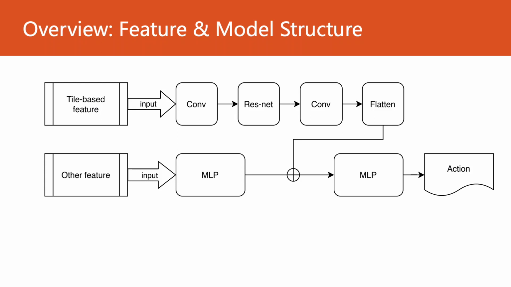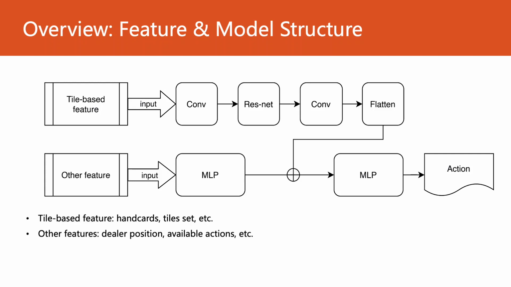So we also adopt convolutional neural networks and ResNet to extract our features. However, there are some features that are not related to certain tiles, and convolution on these features becomes nonsense. So we decided to split the features into two parts. One is the tile-based features, which include the hand tiles and the tile set, and the other features include the dealer position and available actions, which are not related to the tiles.